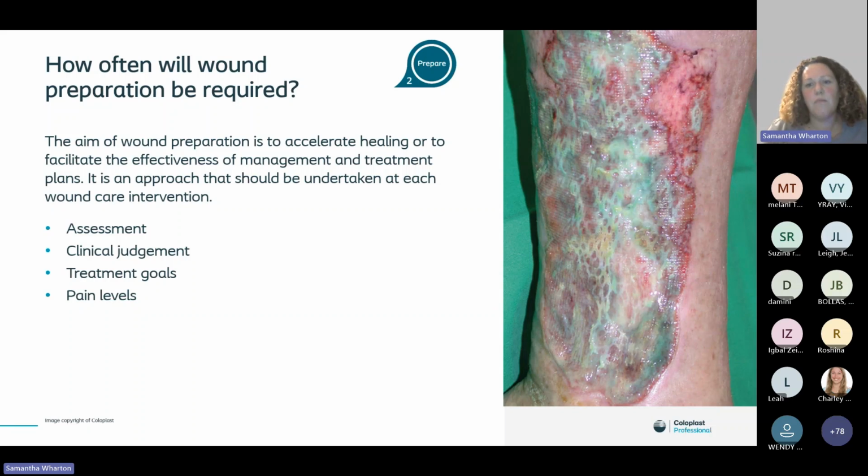So again, it's really important you're doing that really robust assessment at the beginning. Use your clinical judgment, look at what your treatment goals are, and also address the patient's pain levels, because it may be that you need to get the analgesia sorted first before you start doing any type of debridement. Because I know that if I went to a patient, the type of patient where you go to take their dressing off and they're already on the ceiling, and then you try to do some form of debridement, they're not going to let you near their wound ever again, because we need to manage that pain first of all.